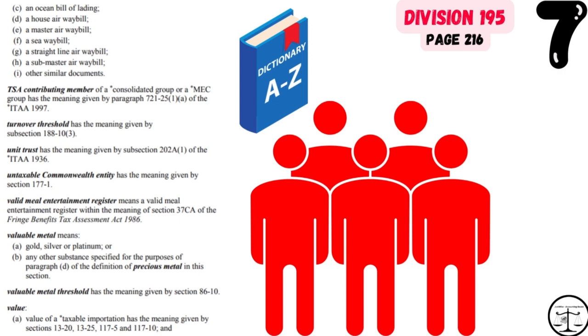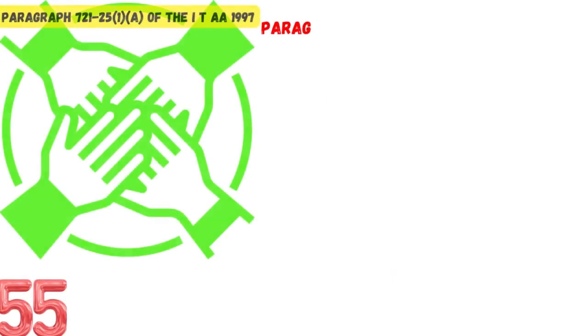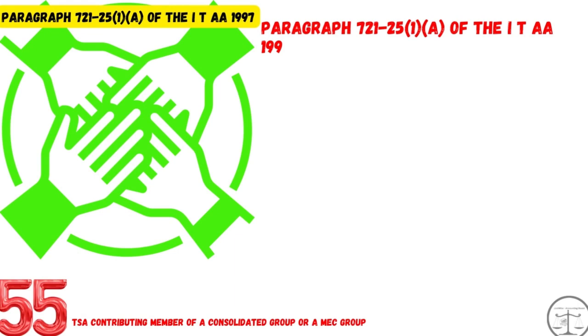55. TSA contributing member. 56. Turnover threshold. 57. Unit trust. 58. Untaxable Commonwealth entity. 59. Valid meal entertainment register. 60. Valuable metal. 61. Valuable metal threshold. 62. Value.